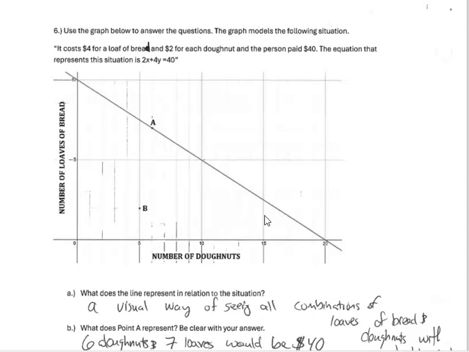should the points actually be connected? And since you cannot buy part of a loaf of bread or part of a donut, then technically it is discrete, not continuous, and those should all be dotted. It should only have dots at the actual solutions.